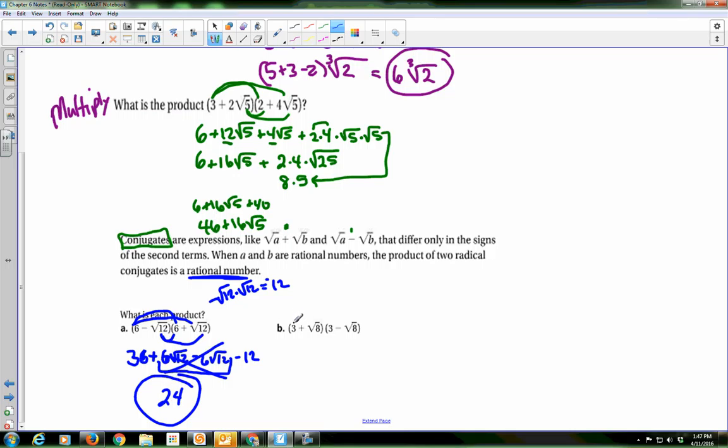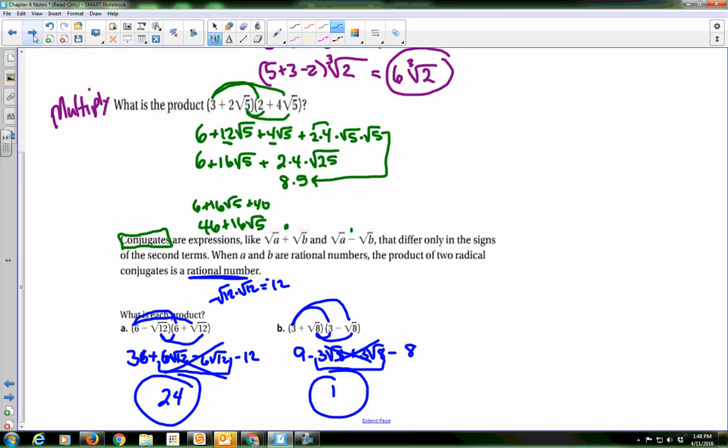All right, let's see that one more time with this 3 plus root 8 and 3 minus root 8. 3 times 3 is 9. 3 times negative root 8 is negative 3 root 8. Then we have its opposite, same buddy. And then square root of 8 times square root of 8 is 8. And because it's a plus and a minus, it's minus 8. These two give us 0. And 9 minus 8 is 1. And then once again, I get a rational number. So anytime you multiply a number by its conjugate, you get a rational number.